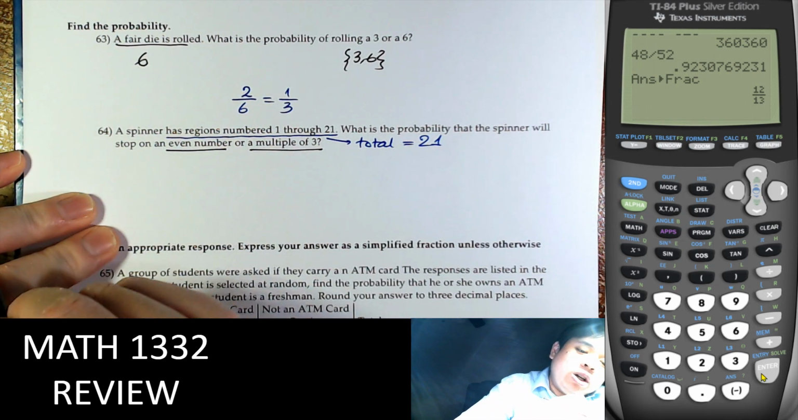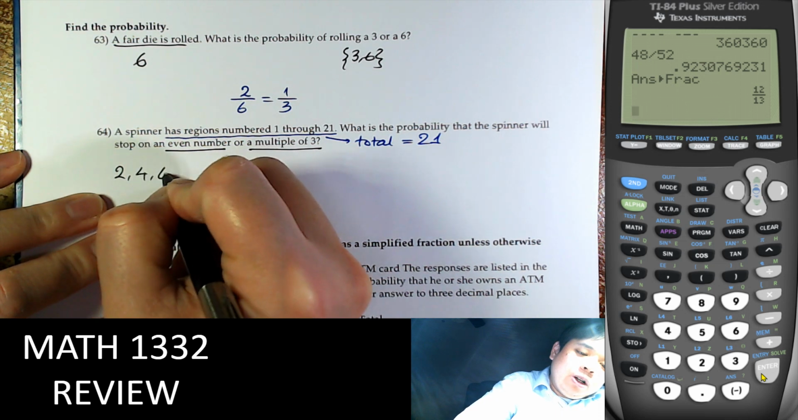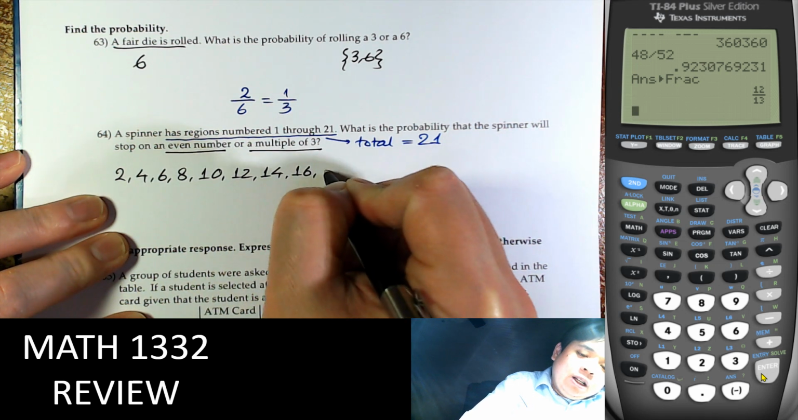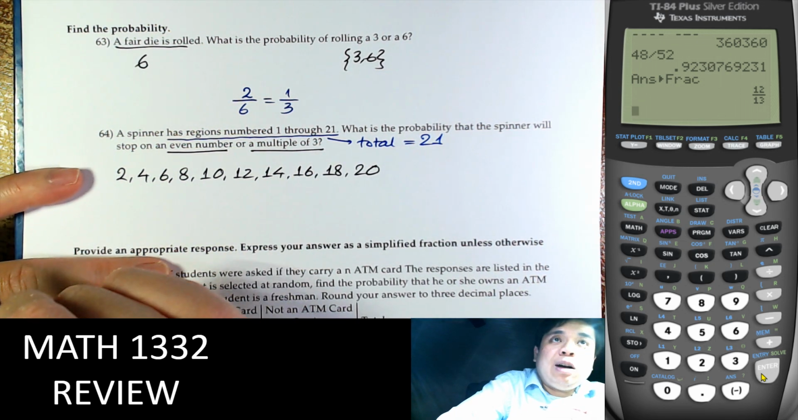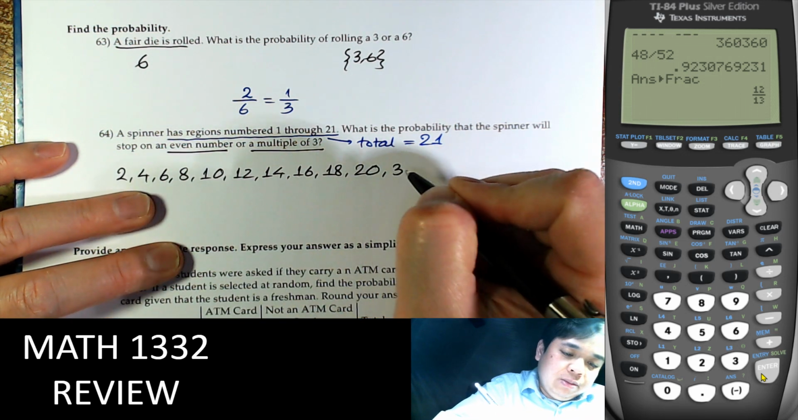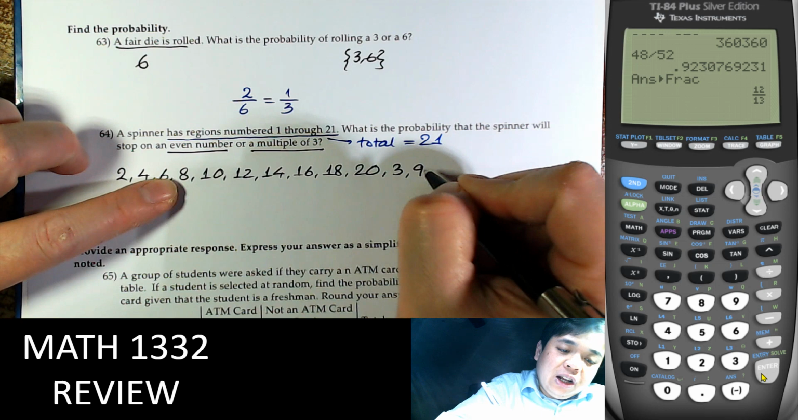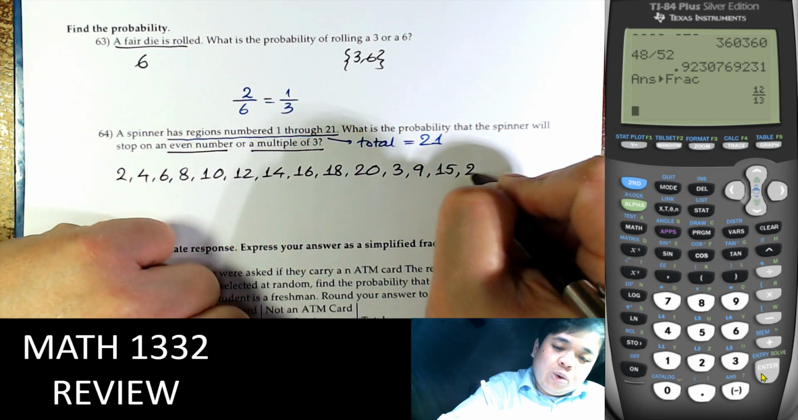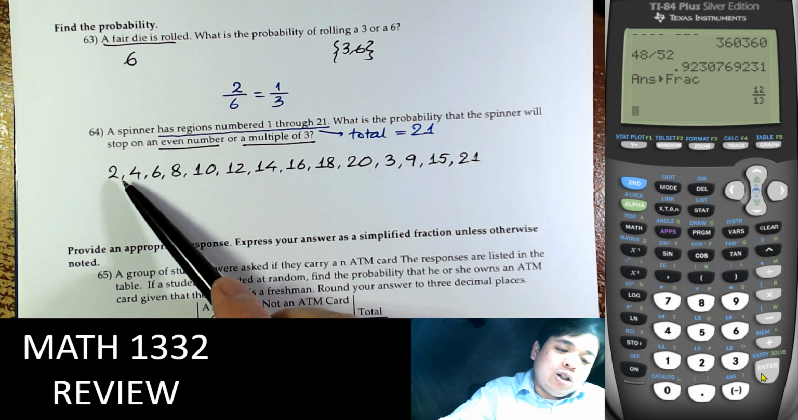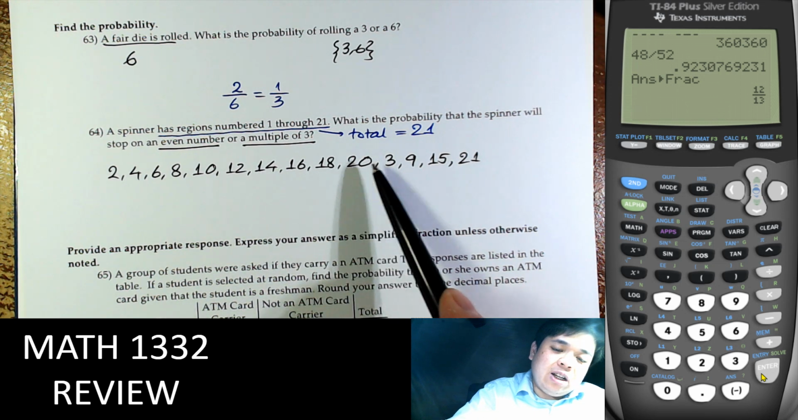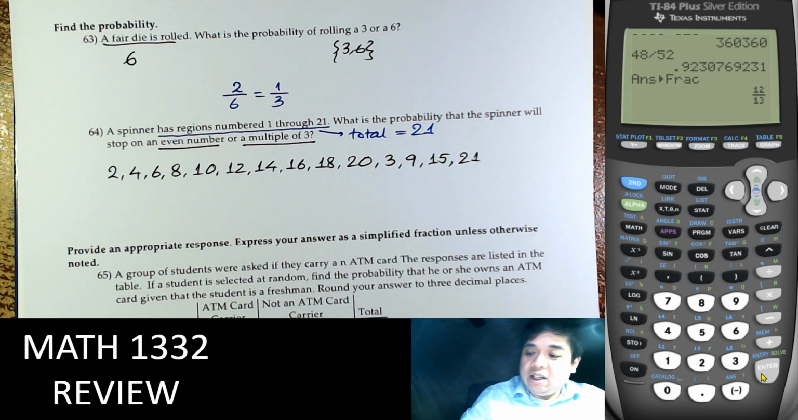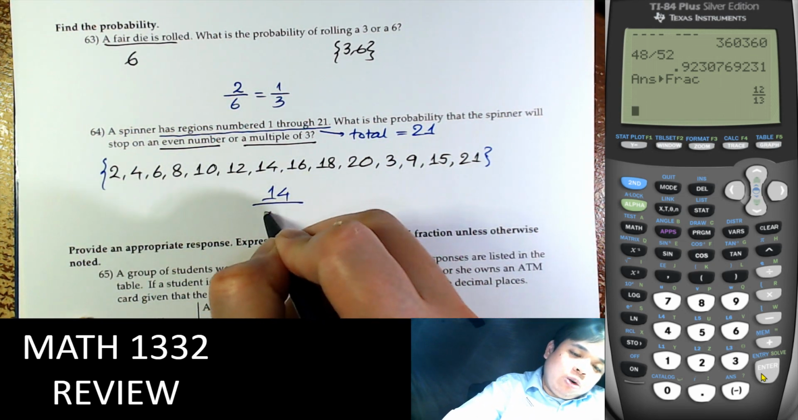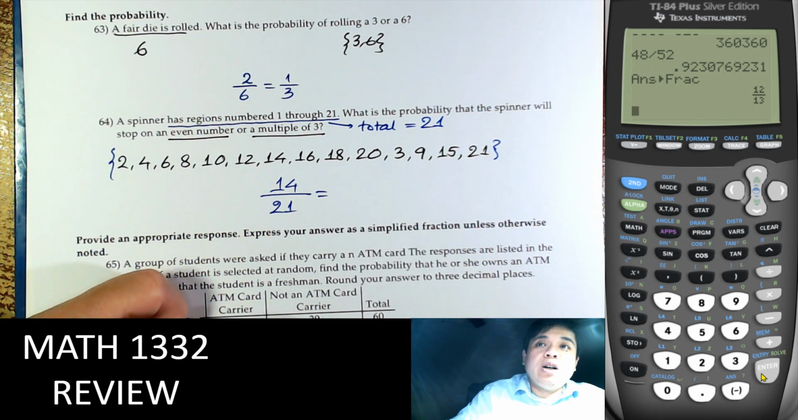Even numbers up to 21: 2, 4, 6, 8, 10, 12, 14, 16, 18, and 20. Now multiples of 3: 3, 6 already have, 9, 12 already have, 15, 18 already have, and then 21. So we count what we have here: 1, 2, 3, 4, 5, 6, 7, 8, 9, 10, 11, 12, 13, 14. There are 14 numbers in this event. I have the total, and that is 2/3.